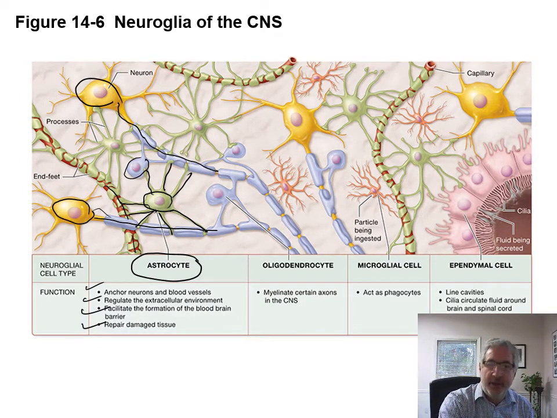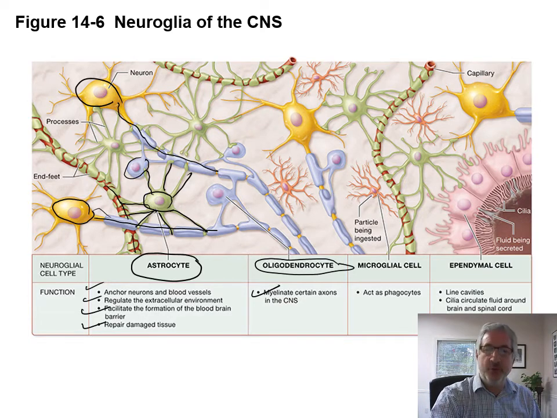The oligodendrocyte helps myelinate certain axons in the central nervous system. So here's the oligodendrocyte cell body, and it has a process sticking off here, and you notice it goes and wraps around the axon that's running underneath it. And so here's another process, and it goes and wraps around this part of the axon. And it reaches out here and goes and wraps around this.